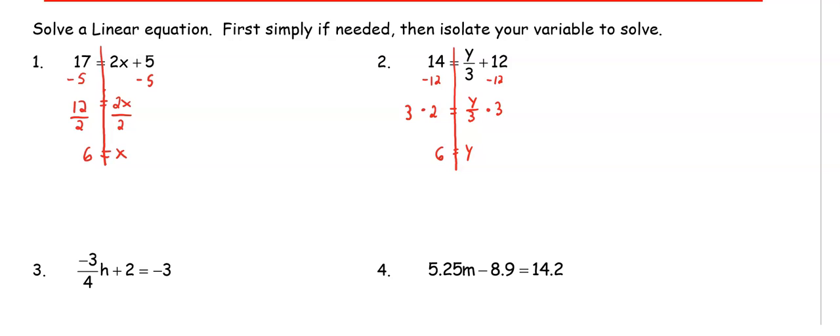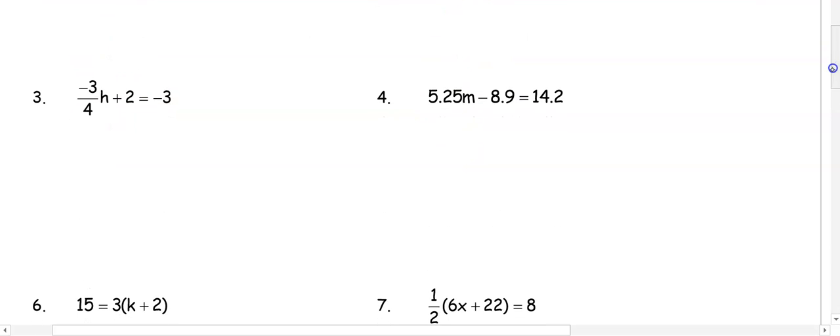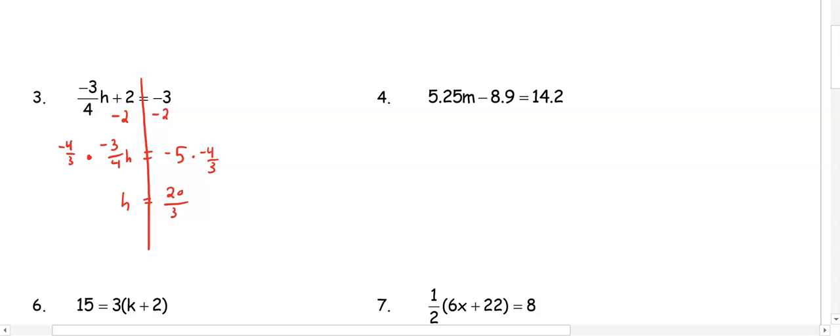In number 3, we have negative 3/4 h plus 2 is equal to negative 3. So our first step here is going to be subtracting 2 from both sides. Negative 3/4 h equals negative 5. Remember, to move a fraction away from the variable, we multiply by the reciprocal. So we're going to multiply by negative 4/3. And in this case, it's not going to multiply evenly, so we're going to leave our answer as a fraction. So we should have 20/3.